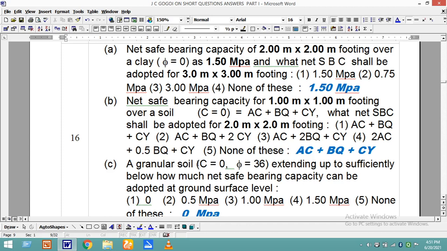Here interestingly you see c equal to 0, phi equal to 36, and SBC is required at ground surface level. Given answers are 0 MPa, 0.5 MPa, 1 MPa, 1.5 MPa, none of these. As I told earlier, at ground level shear strength is c plus n tan phi. If c is 0, and if some n is there, then there will be some shear strength. But n is 0, so n tan phi equals 0. So here SBC will be 0. For granular soil, if c is 0 at ground surface level, the SBC shall be 0.